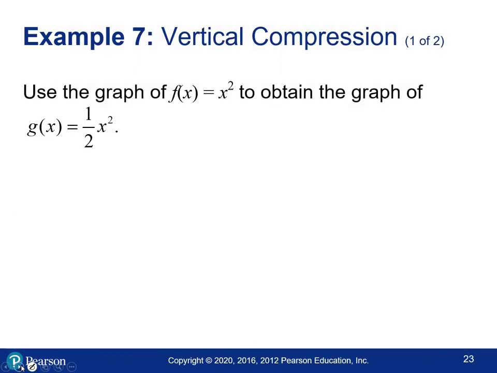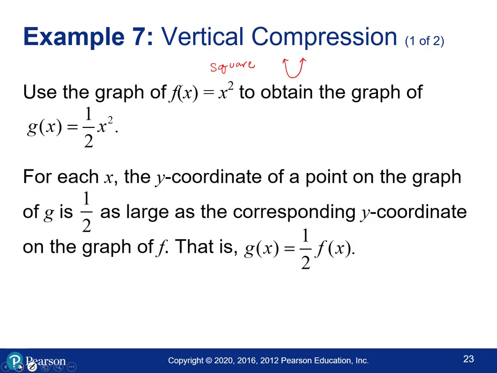Alright, so now let's do a vertical compression. Take a look at this one. Now notice your library function here. This is your square function, so just your standard parabola. The shape is our parabola. And so we're going to graph a transformed version of that by graphing 1/2 of x squared. All of your points on your original graph are actually getting multiplied by 1/2. So they're actually getting cut in half.